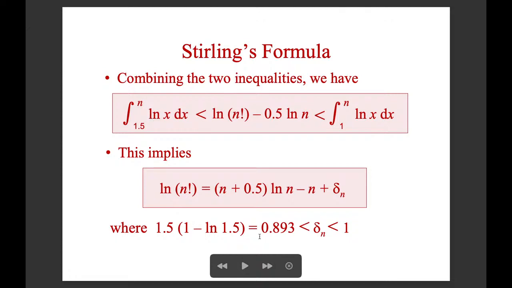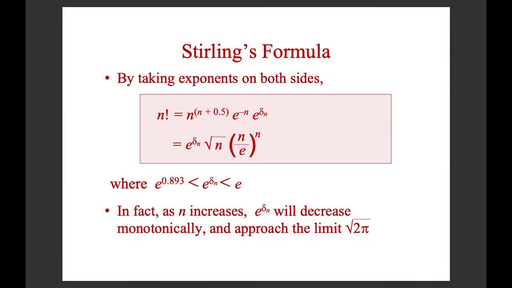Okay, so after that, we have this bound. After taking exponents on both sides, we get the formula: n factorial must be equal to e to the power of something, multiplied by the square root of n, multiplied by (n over e) to the power n. So this part is what we have seen before, like Stirling's approximation, the main part. And then it turns out that the value of this one approaches the square root of 2 pi as n tends to infinity. So that's why we get the Stirling approximation.